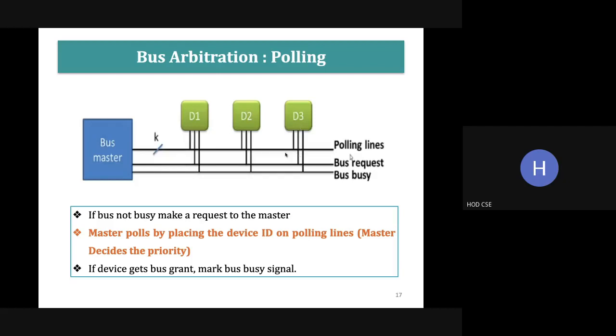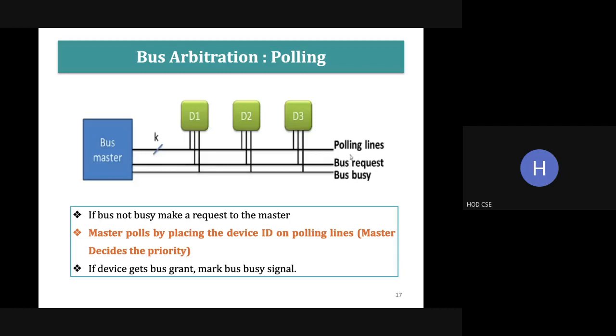Hope you understood. So in the polling lines, the device ID will be transmitted. So the bus will be given to the device in which it matches. So the device number and the device ID that is traveling in the polling lines must match. So if it matches, the device will be given the bus. Okay. So the main advantage of this is, if one system fails also, there is no problem in the other devices. That is, the communications will be there in all the other devices. It will be working fine. That is the advantage of this.